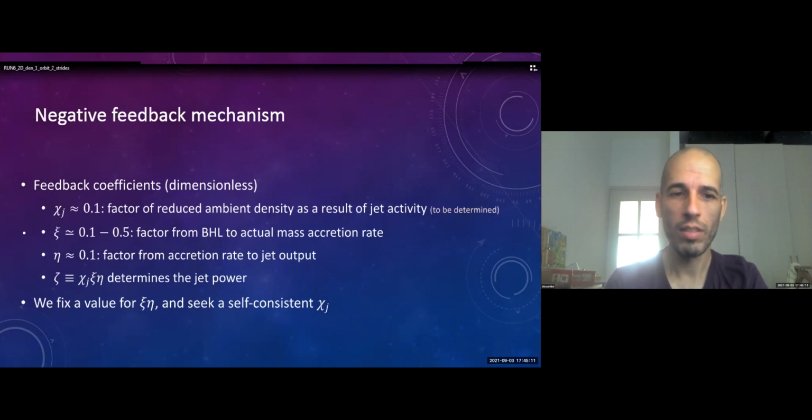So now the idea is that if we fix a value for the product of Xi and eta, then Chi-j can be determined from a kind of self-consistency condition. On the one hand, Chi-j determines zeta, and so the jet power. On the other hand, the jet power determines, through a simulation, the reduction in the density, that is Chi-j. If we get the same value as the one that we put in, then we're in a self-consistent situation.